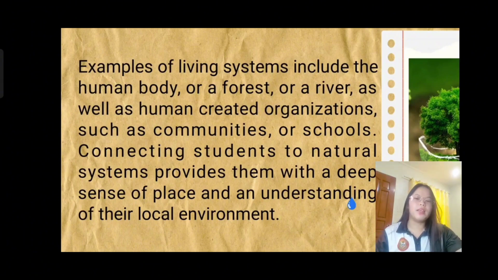So this human body is a living system with organs and cells working together to maintain life. And next is the forest. A forest is a living system where trees, animals, and microorganisms interact to create a complex system called an ecosystem. And the river, it is a living system constantly flowing and supporting various forms of life. Why does it support various forms of life? Because a river is water and water is life, right?